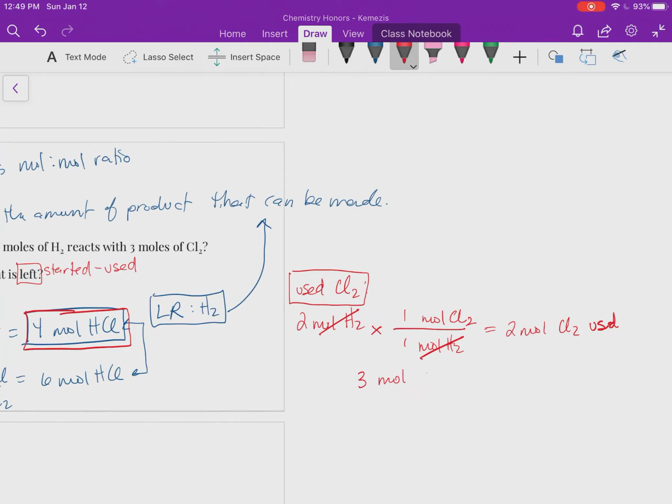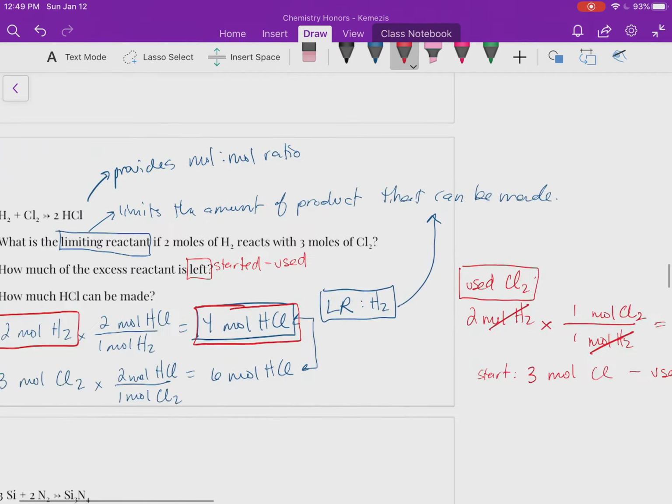We started with 3 moles of Cl2, and we're going to subtract the amount used, which was 2 moles. So our answer is 1 mole of Cl2 left. Okay. So when you're doing other problems, you can always come back to this to get the blueprint for how to do these problems.